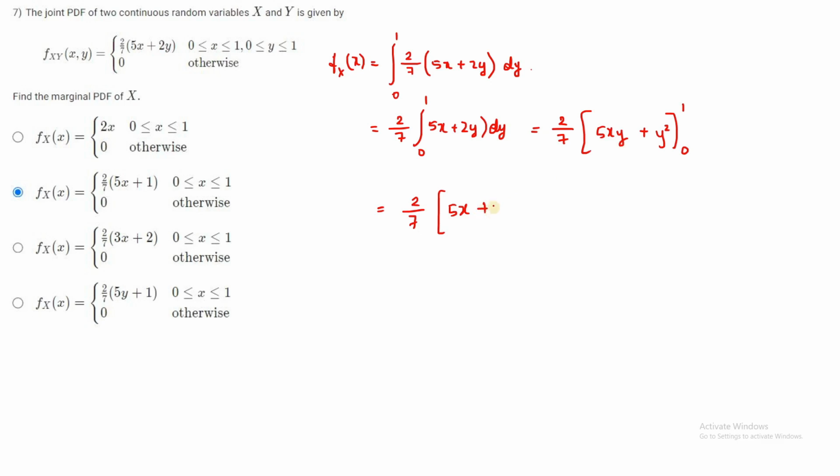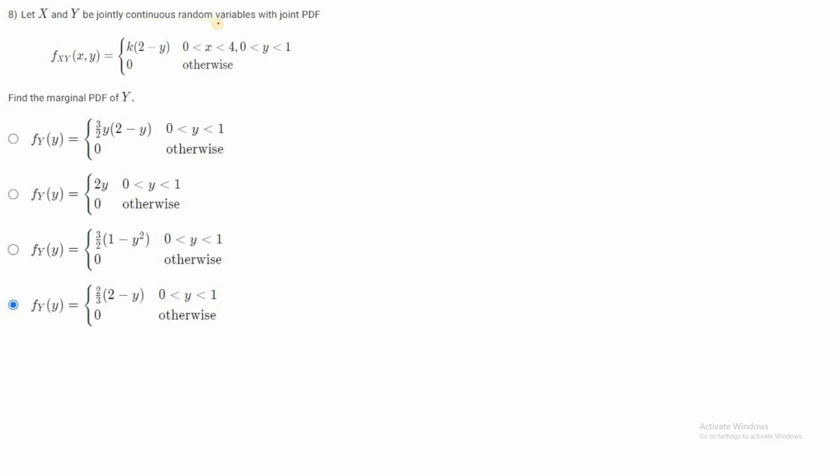So plus 1. So this is the marginal PDF. So this is the answer. So next question. Let x and y be jointly continuous random variables with joint PDF. We have one particular function. We have to find out the marginal of y.